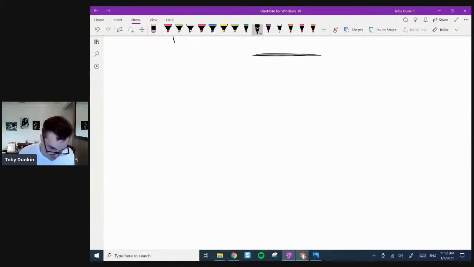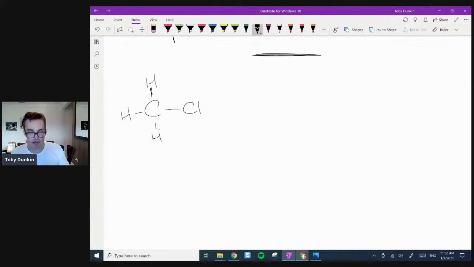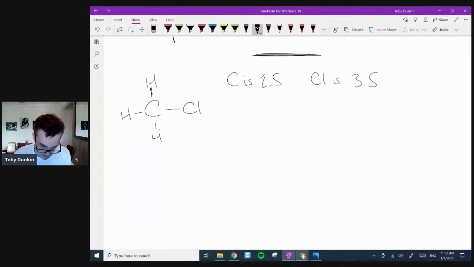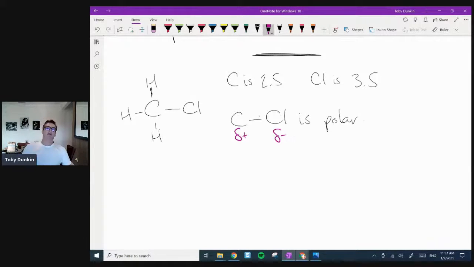Example number 2. Let's go for chloromethane. Question number 1: do I have a polar bond? I can ignore the carbon-hydrogens immediately, I just blanket know they're non-polar. But I have another bond here. Carbon is 2.5 and chlorine is 3.5. This carbon-chlorine bond is polar. Now I can label it. Because chlorine is higher, the carbon is slightly positive and the chlorine will be left slightly negative.